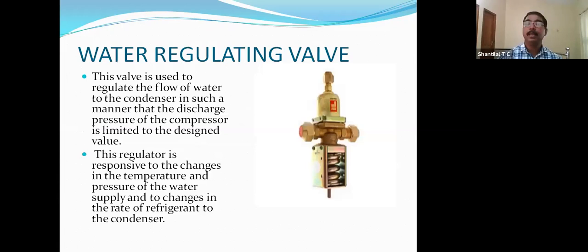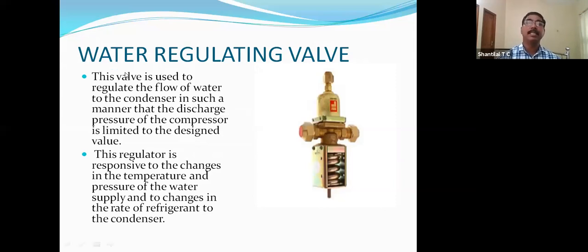Another device will be there, the water regulating valve. See, in our house also a gas stove will be there. By turning the knob, you can regulate the flame to a higher or lower flame by turning your regulator. Like that, here one water regulator will be there. Automatically, the water is added more to the condenser or less to the condenser according to the condensation of the condenser.